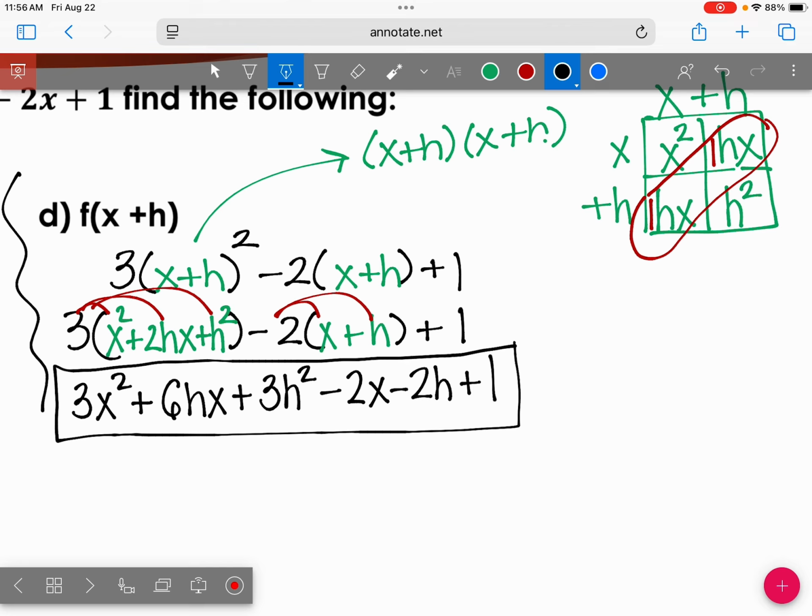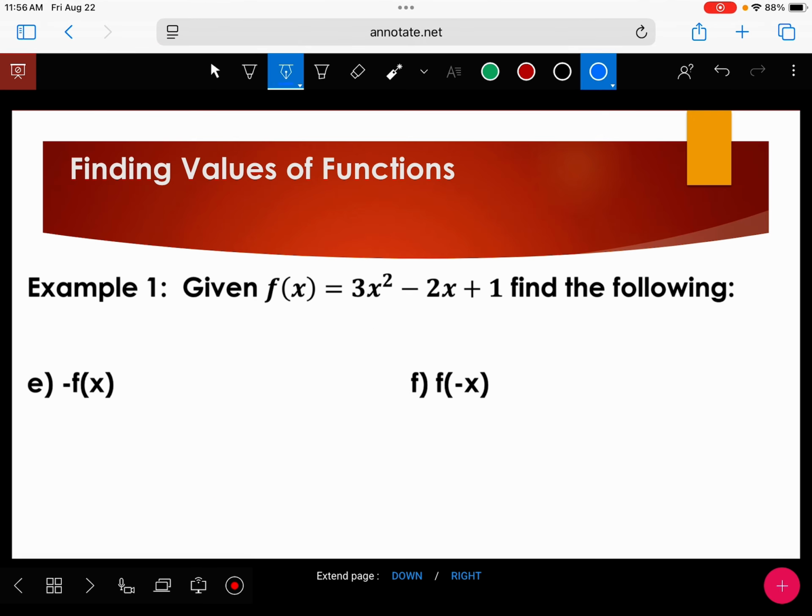All right, what do you all think so far? I think the hardest part is when you have to square something, the x plus h, because you will have something similar to this on the first quiz. And again, like I said, the most common mistake is saying something like x plus h squared is x squared plus h squared. That's a pretty common mistake to make, so don't make that mistake. All right, 2 more, and then we'll move on to example 2.